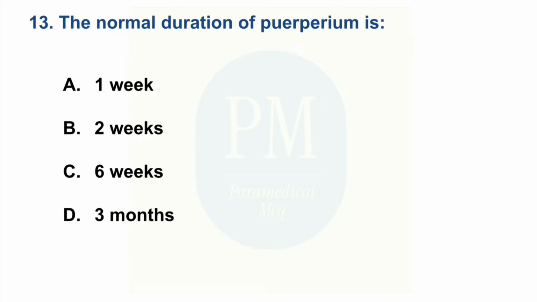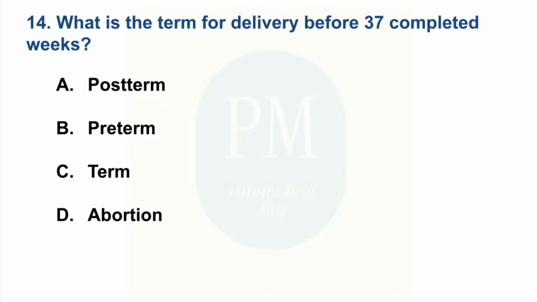The normal duration of puerperium is option A. 1 week. Option B. 2 weeks. Option C. 6 weeks. Option D. 3 months. The correct option is option C. 6 weeks.